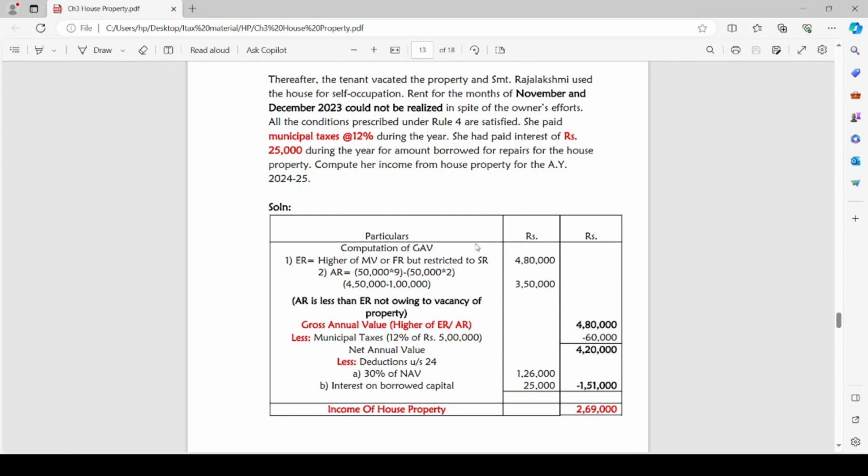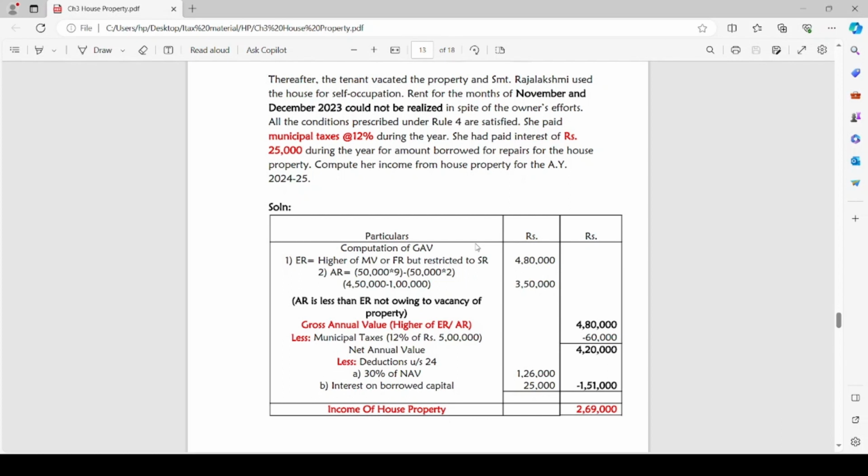The actual rent stands at rupees 3,50,000. Here, the actual rent is less than expected rent, but not owing to the vacancy of the property. If Rajalakshmi had let out the property for 3 more months, the house property could fetch more rent than the expected rent. But since she self-occupied the property, the actual rent stands at rupees 3,50,000 only, and the expected rent is higher than the actual rent, that is rupees 4,80,000. So we consider gross annual value as rupees 4,80,000.